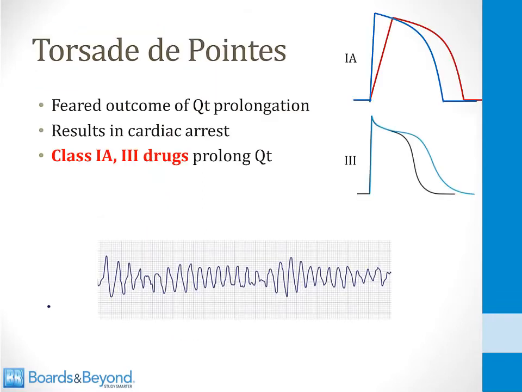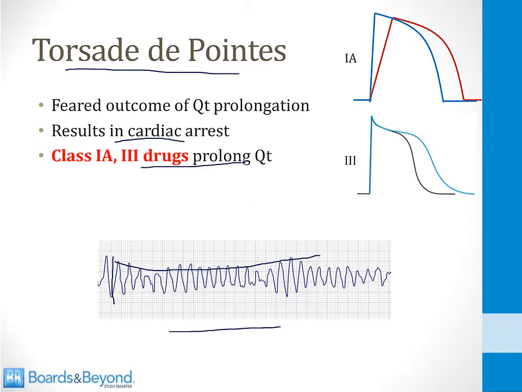The feared complication of QT prolongation by Class 3 antiarrhythmics is an arrhythmia called torsade de pointes that can result in cardiac arrest. This is an EKG tracing showing torsade de pointes on the screen. You can see that the QRS intervals are large, and then they shrink, and then they become large again. The name torsade de pointes means twisting of the points, and it gets its name because of the shape of this arrhythmia. And the Class 3 drugs can prolong the QT and cause this.